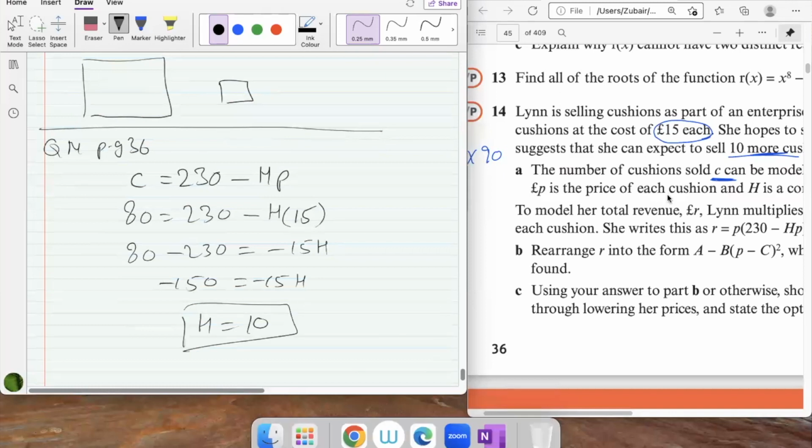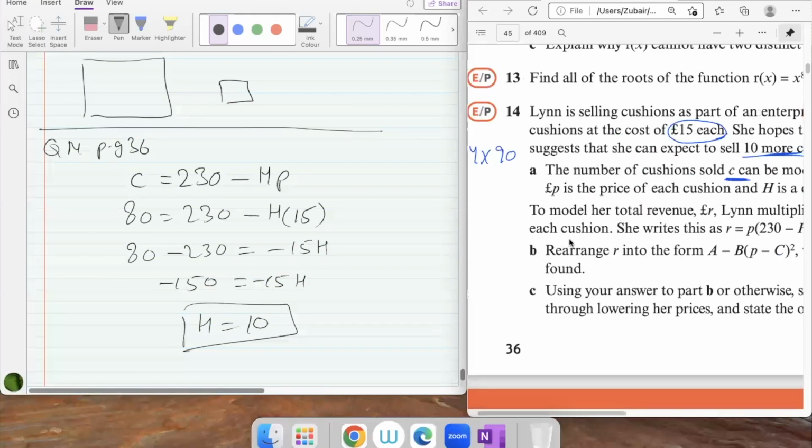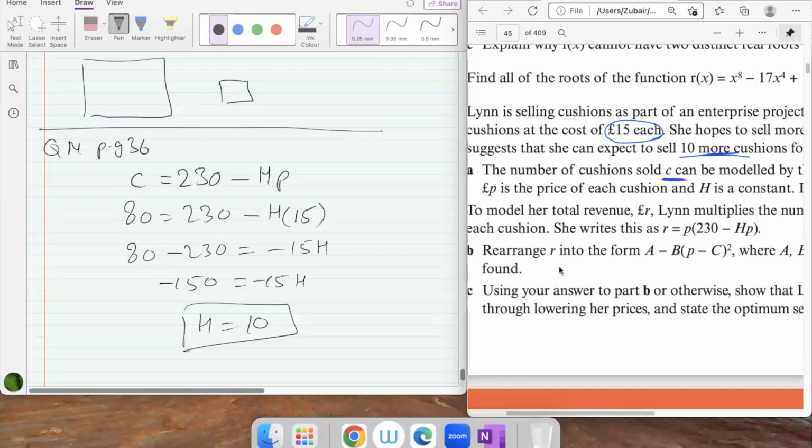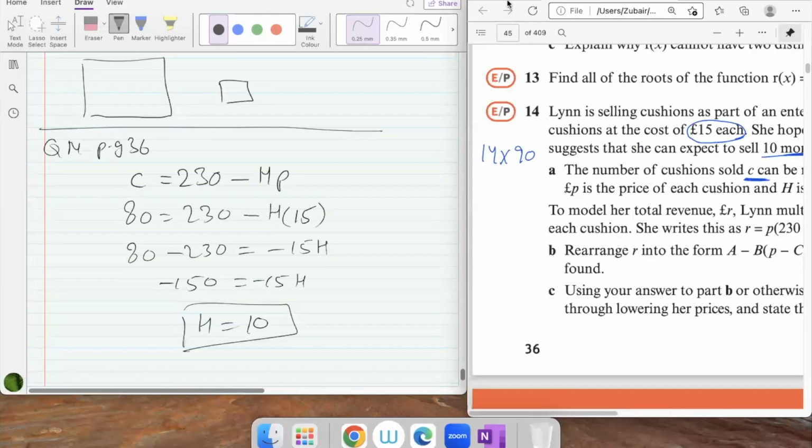H is equal to 10. First part. The second part says to model her total revenue, that is R, Lynn multiplies the number of cushions sold by the price of each cushion. She writes this as this. Rearrange R in the form this, where A, B, and C are constants to be found.